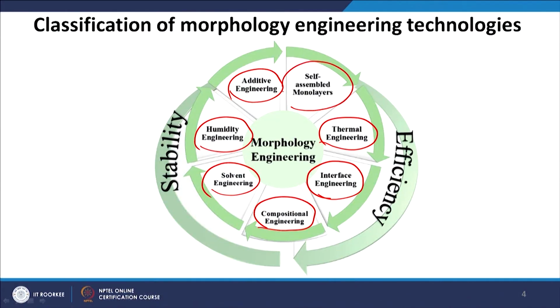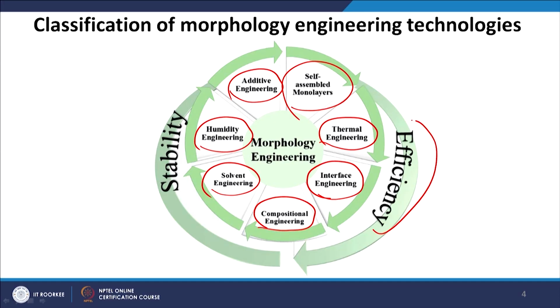And then the self assembled monolayers. How we make the films: we can make the films by a one step approach, by a two step approach, or we can do a self assembly. These also change the packing or the crystallinity of the film, so that also changes the morphology of the perovskite film. So these are all different technologies for morphology optimization, and what it changes is the efficiency as well as the stability, the two important parameters in a perovskite solar cell.